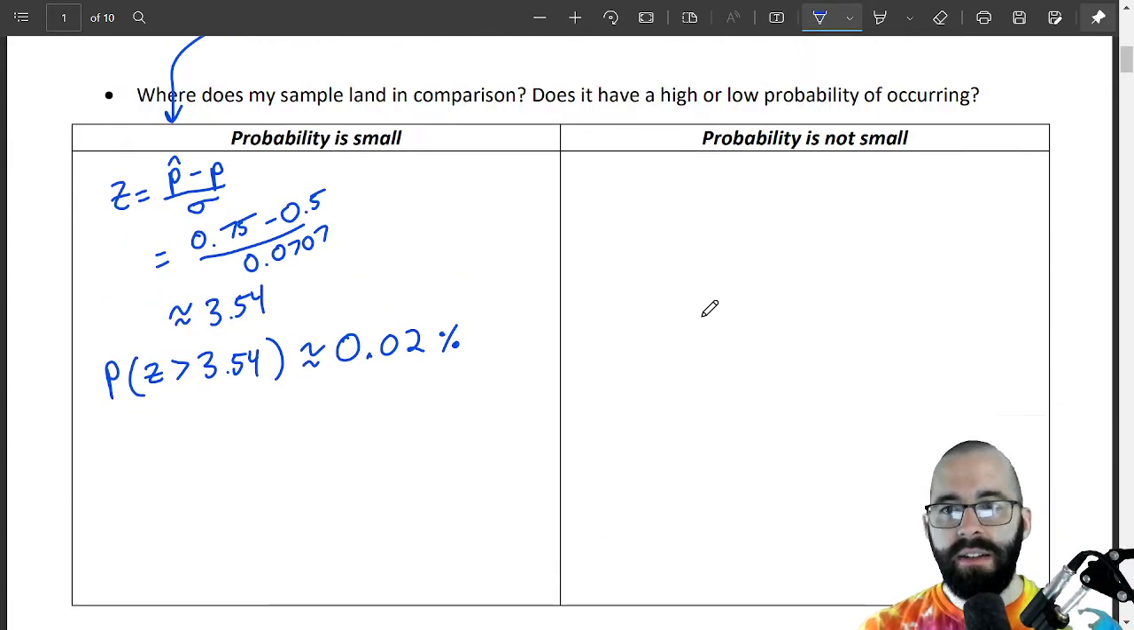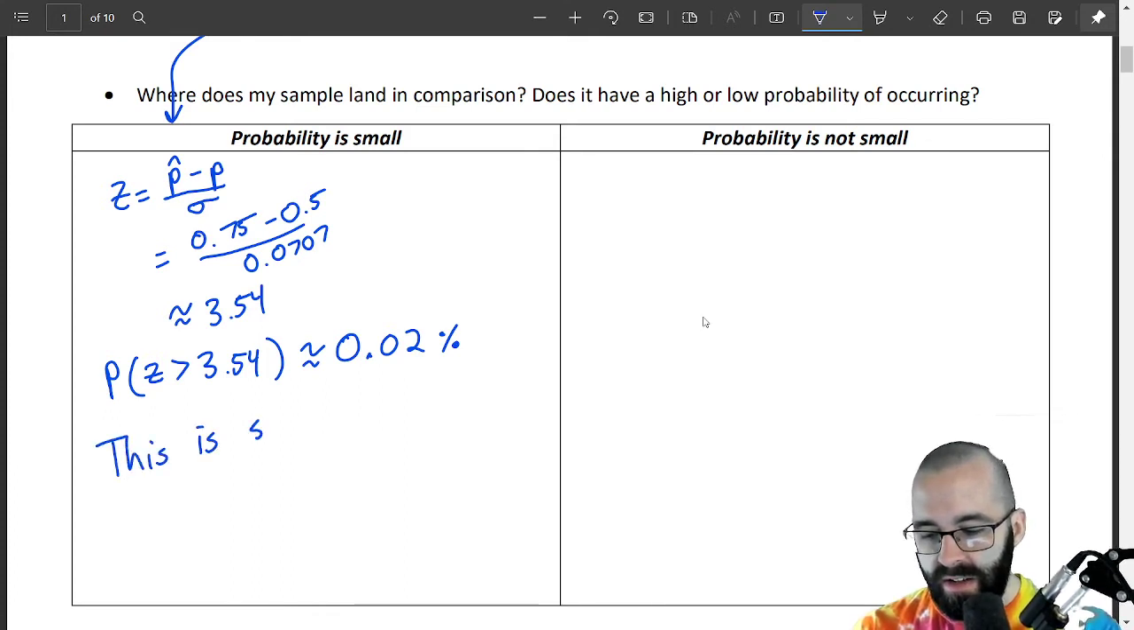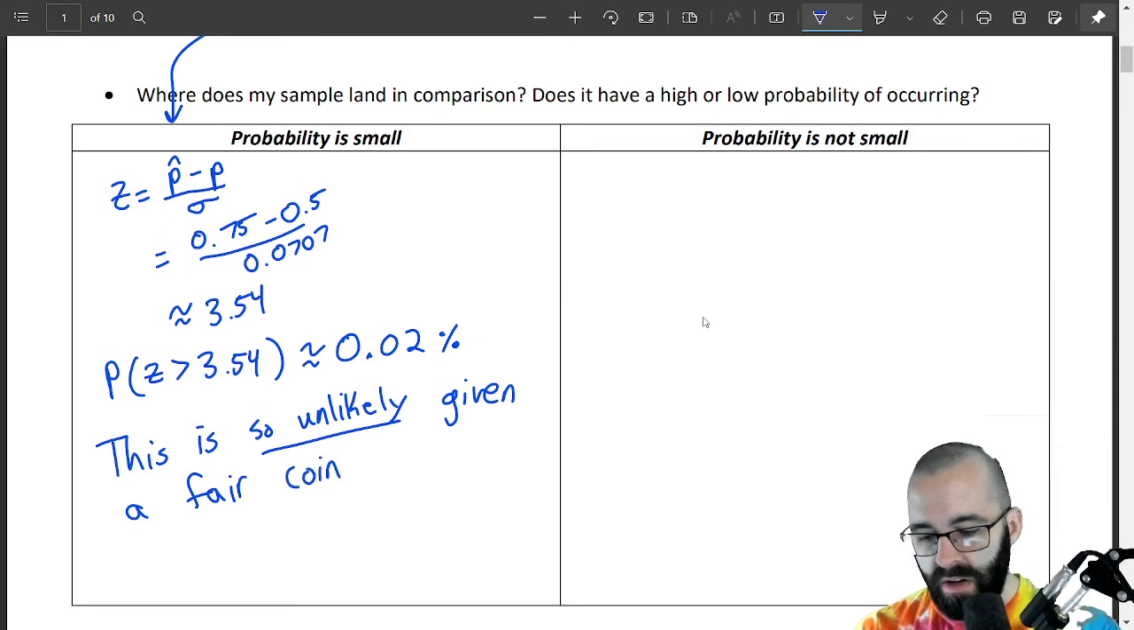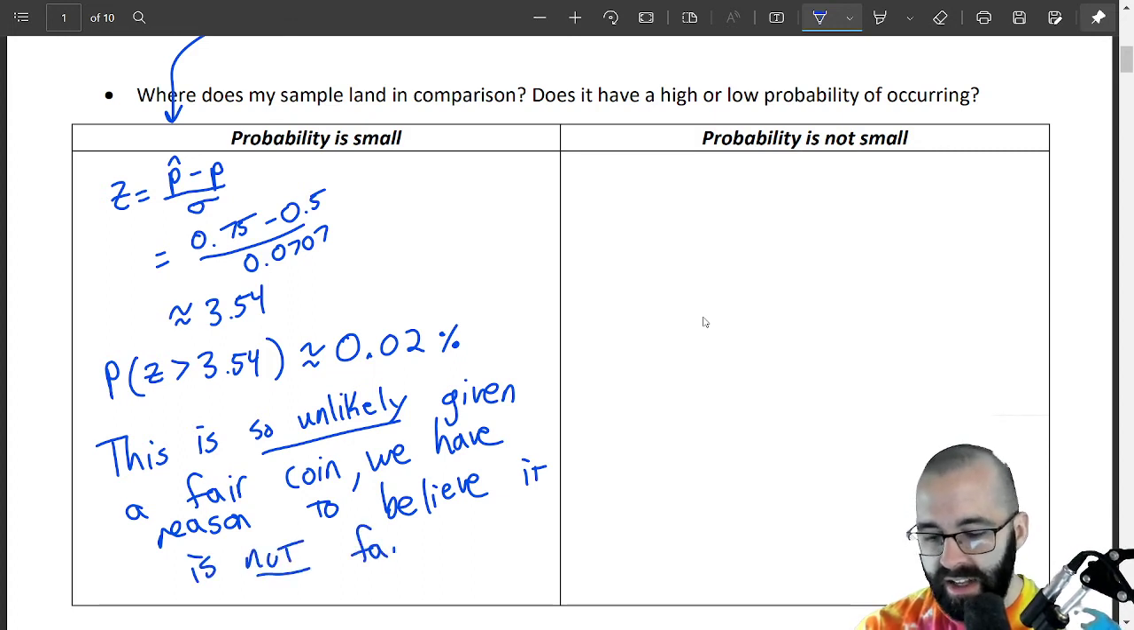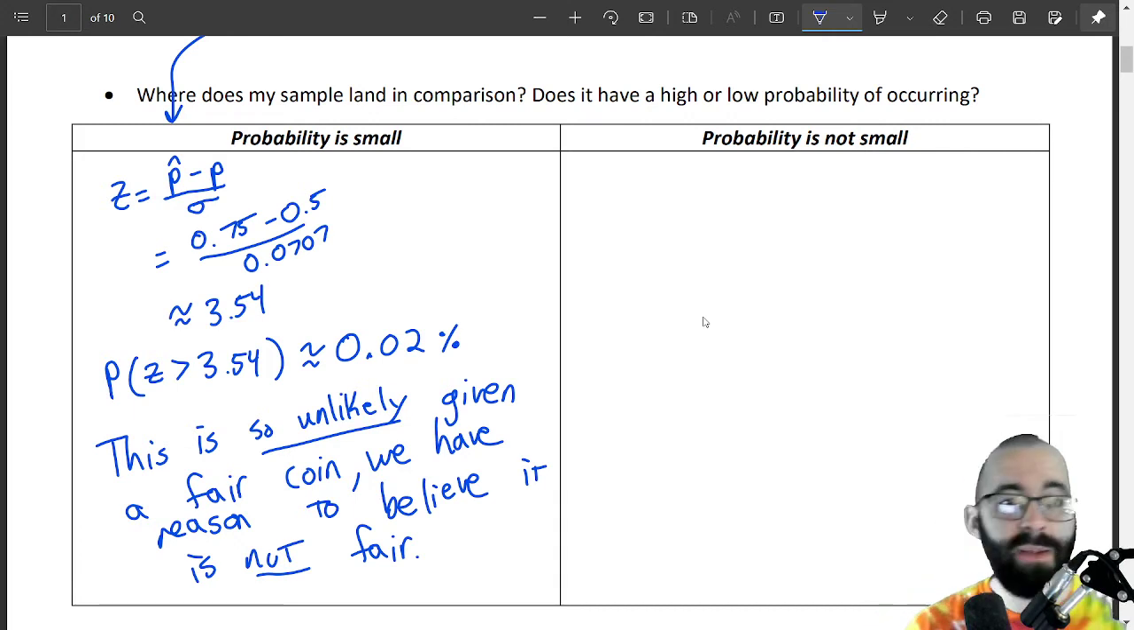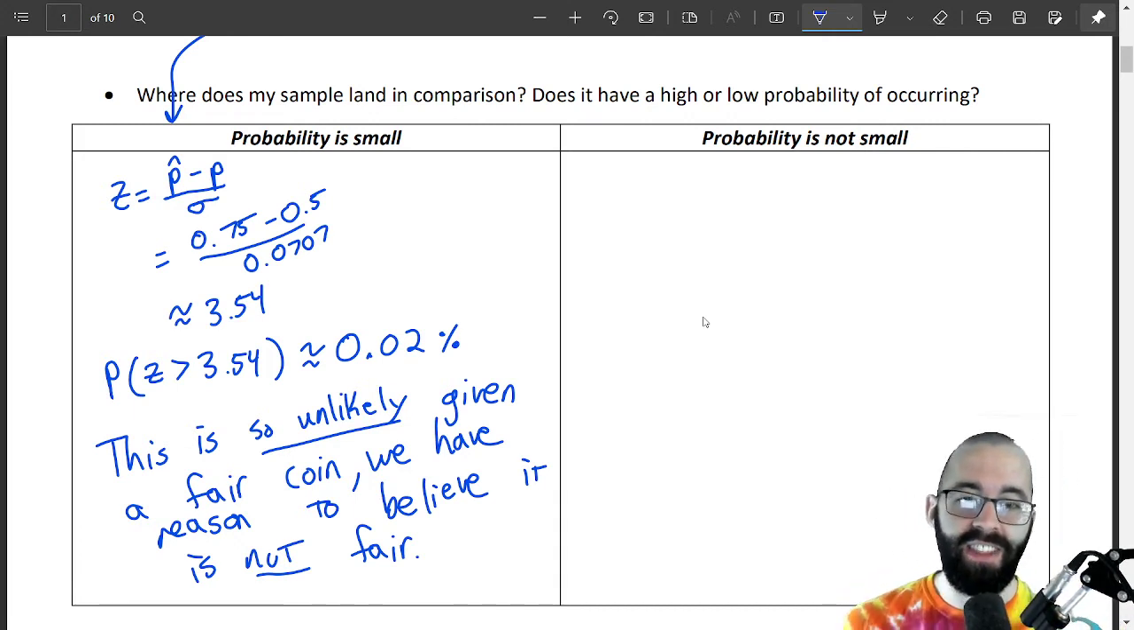And now what we did is basically hypothesis testing. We're going to say this is so unlikely given a fair coin, we have reason to believe it is not fair. Again, it's possible that we're wrong. It's possible it was a fair coin and we're just blaming our friend for nothing. But statistically speaking, this coin is not fair. This coin is rigged.